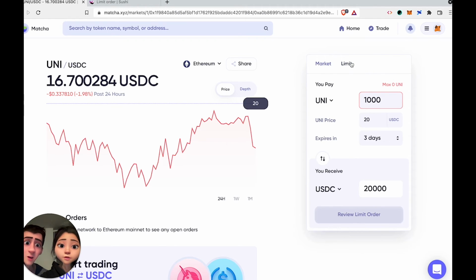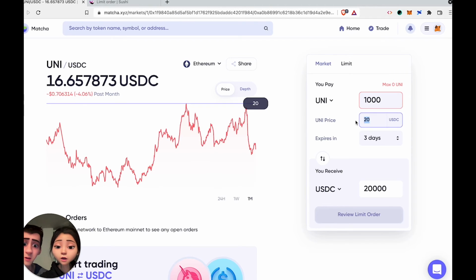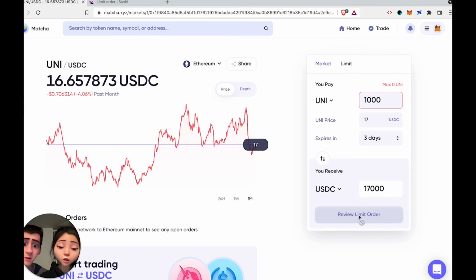This is a very good option for people who want to swing trade and don't have the time to sit and monitor. It's very nice that they also have this line that tells you what price you have set, and you can see it has never reached $20 in a month. So maybe I want to set my number lower like this. And here you review limit order. This is all free, so you click review limit order, and this is free.